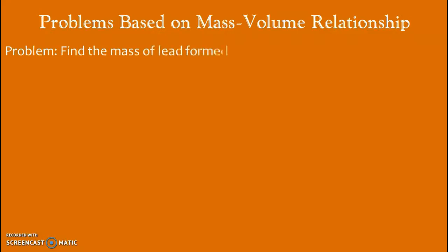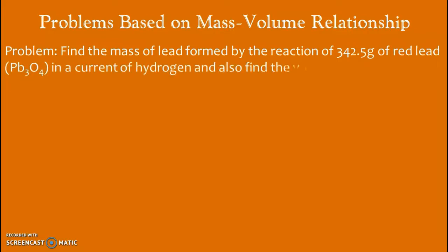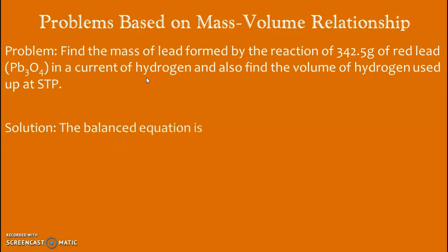The example is: find the mass of lead formed by the reaction of 342.5 gram of red lead in a current of hydrogen, and also find the volume of hydrogen used up at STP. So if you read the question, you can find lead is formed from red lead and hydrogen. So the reaction is between red lead and hydrogen: Pb3O4 plus H2 will give lead plus H2O. First of all, we have to write the balanced chemical equation, which is Pb3O4 plus 4H2 gives 3Pb plus 4H2O.